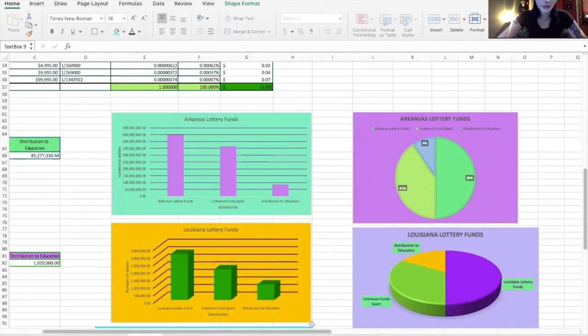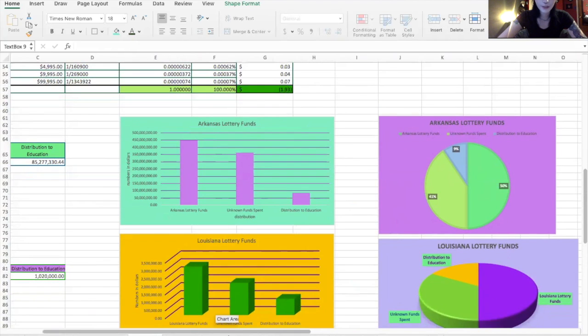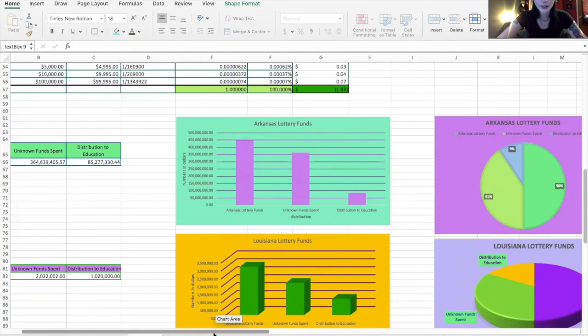As you can see here, the bar charts make it look like Arkansas lottery funds are distributed a little bit more towards education than when looking at the pie chart. So for Arkansas lottery funds, a majority of it is going to the lottery. Half of it is being dispersed unknownly. There's no information on it unless somebody else found it. Like I said, please let me know. And a very small portion goes to education, which is really appalling in my opinion. It's ghastly.